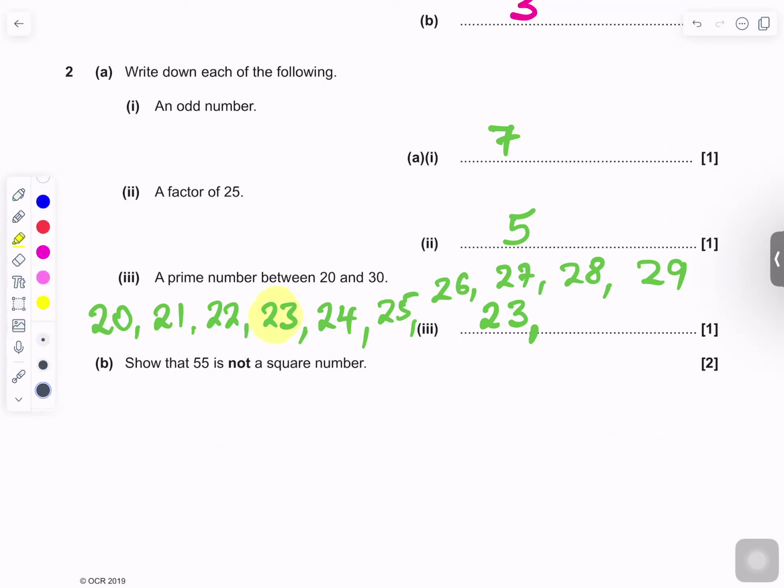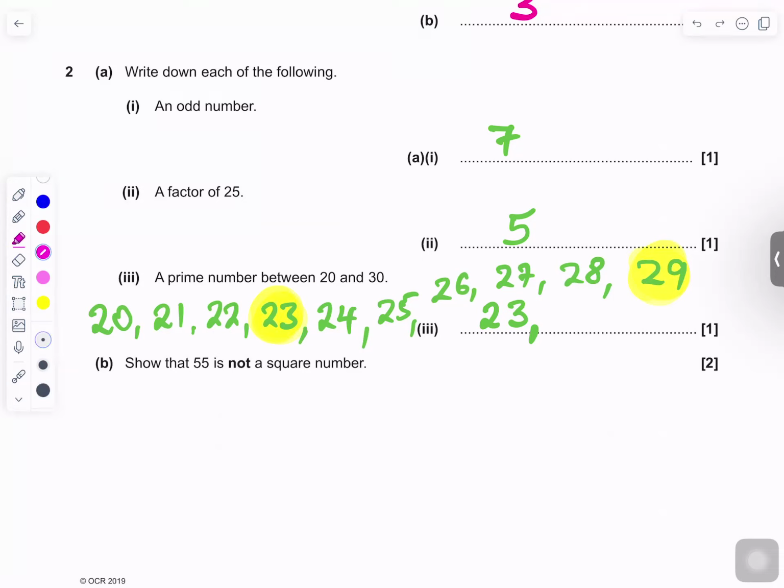Not 26. 26 is an even number. 2 is the only even prime number. There's another prime number there. It's not 26. It's not 21. 21 will divide by 7. It's not 23, we've got 23 already. Pick another one, 29. So you could pick 23 or 29. That would be correct.